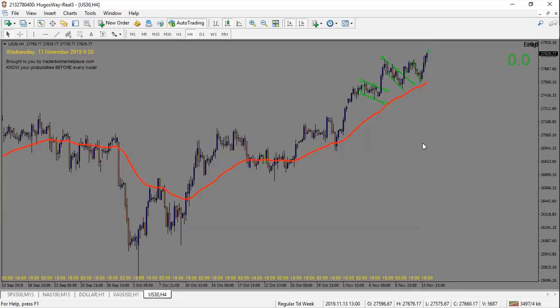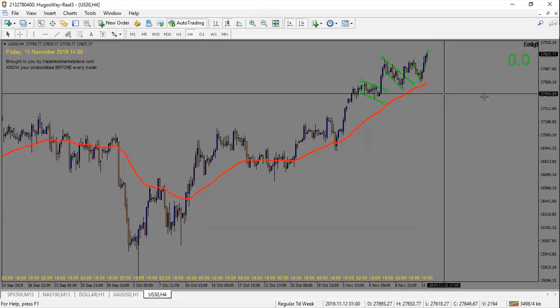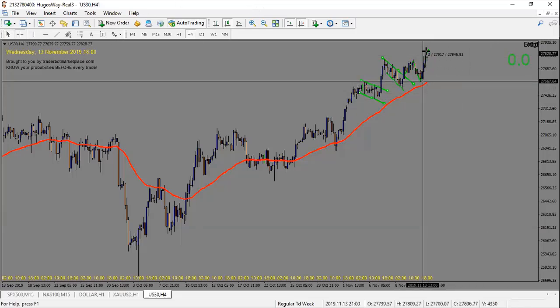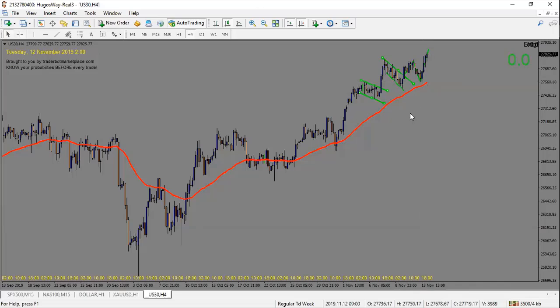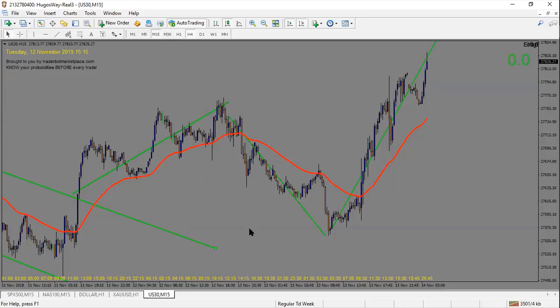One of the main questions is going to be what time frame should be traded on. Well, let me show you something. This right here is 2,700, 2,800 pips. You don't need 2,800 pips. Drop down to the 15-minute.